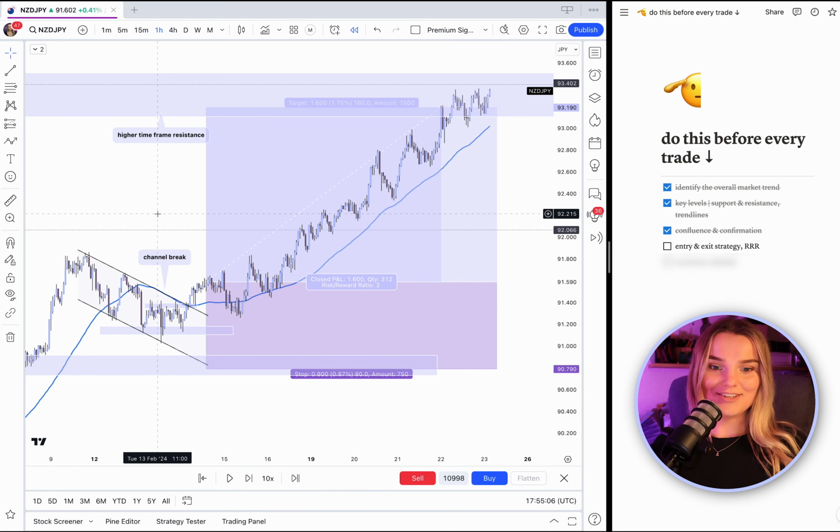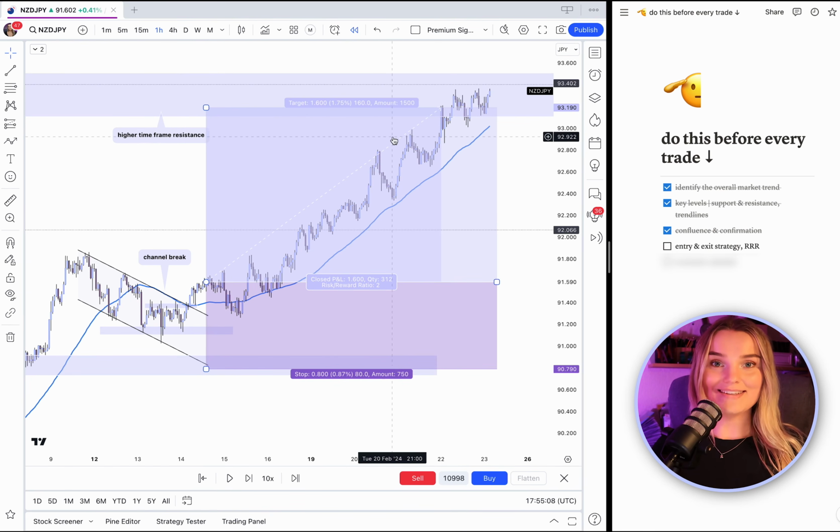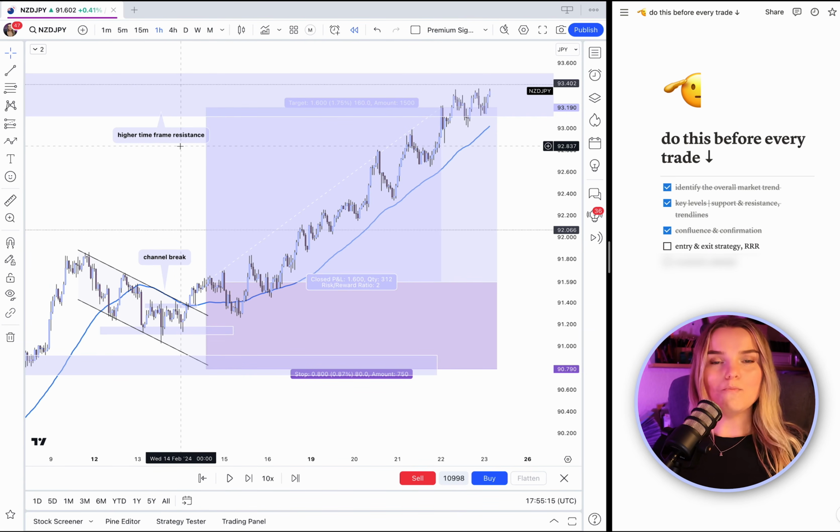And as you can see, this trade moved exactly where it needed to, and I had my higher time frame resistance level marked over here. So of course the trade moved way more than 160 pips, so I just had to close it manually because it's just hitting resistance and I don't want to lose my money, so I closed it manually and I was happy.